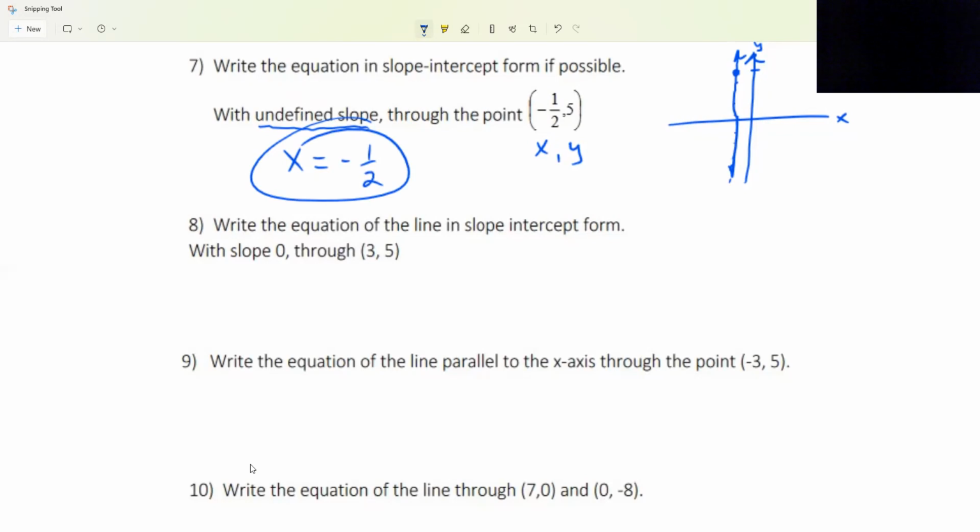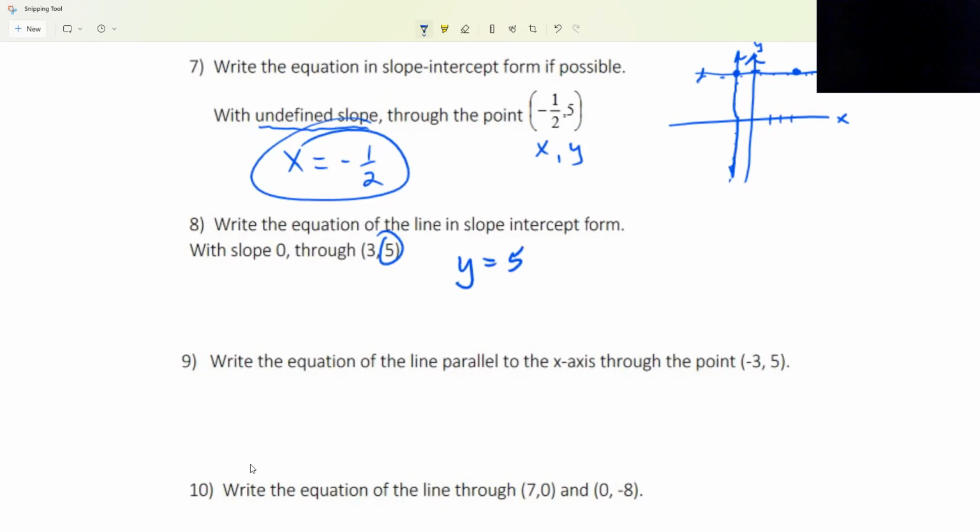All right. Same thing with the next one here. It says write the equation of the line in slope-intercept form with the slope of 0. What do you know about lines with the slope of 0? They're horizontal. And it's the same idea. If you go over and you plot 3, 5, you go over 3, and then you go up 5. You get that point right there. You know this is a horizontal line, so it's doing something like that. It doesn't matter where I'm at on this line. I know y is always going to be 5. So we just say y is equal to 5.